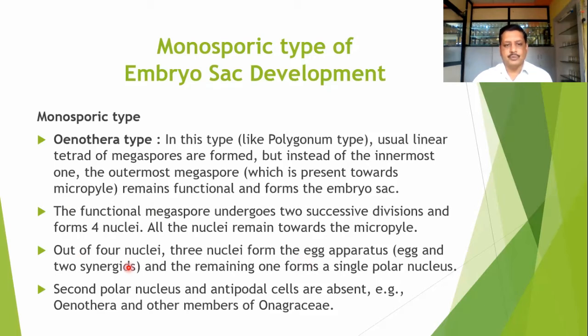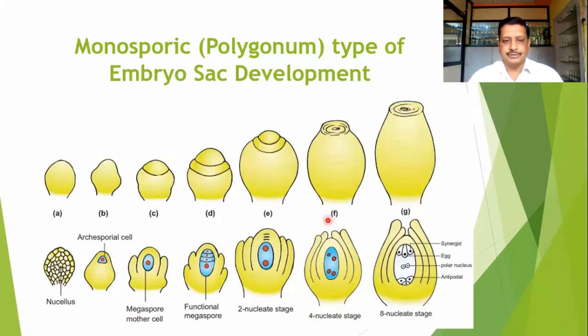Then the second polar nucleus and the antipodal cells are absent. इनोथेरा मध्ये काय आहेत, the second polar nucleus and the antipodal cells are absent in the Oenothera and other members of the Onagraceae family. So here you can find in the diagram this type of structures is being developed.